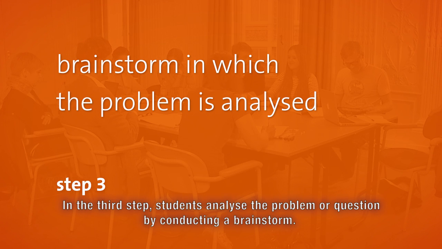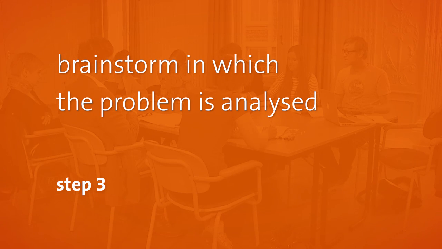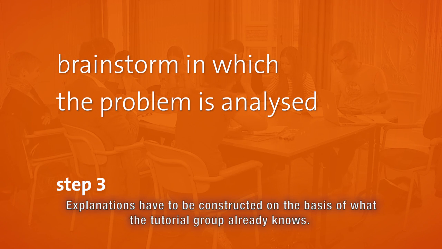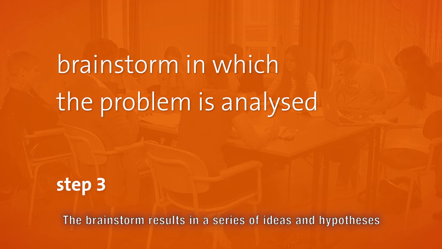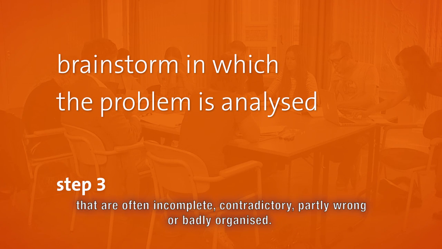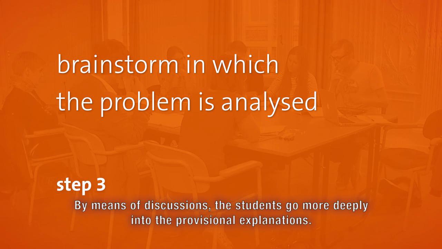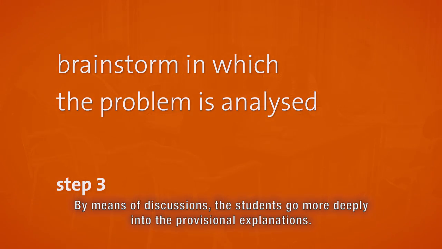In the third step, students analyse the problem or question by conducting a brainstorm. Explanations have to be constructed on the basis of what the tutorial group already knows. The brainstorm results in a series of ideas and hypotheses that are often incomplete, contradictory, partly wrong, or badly organised. By means of discussions, the students go more deeply into the provisional explanations.